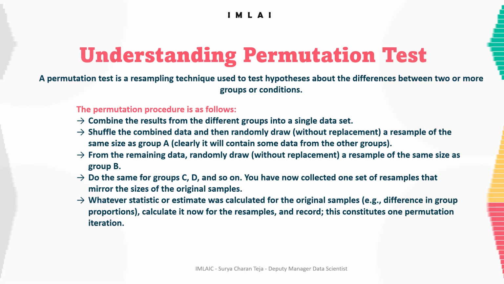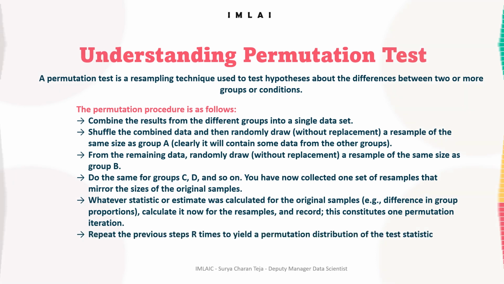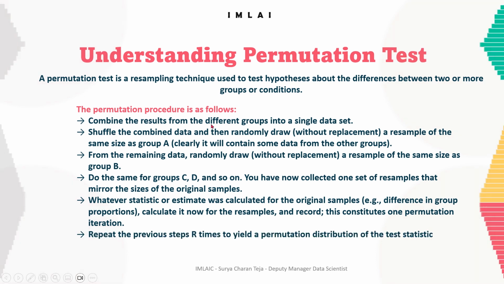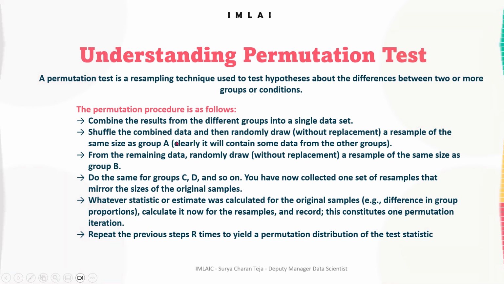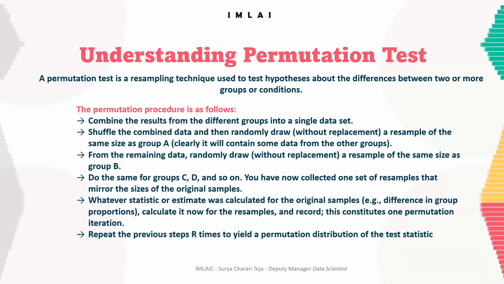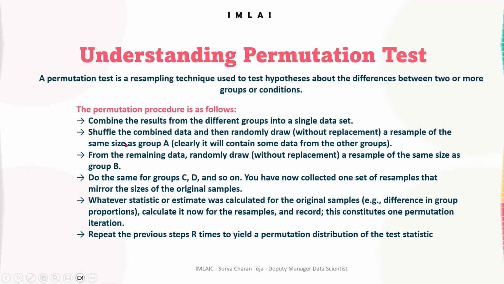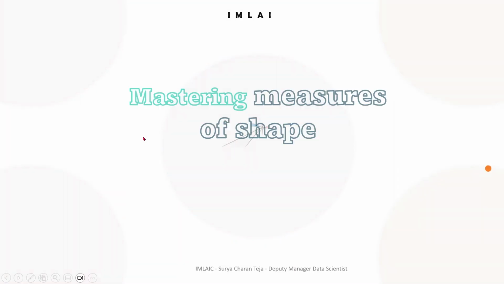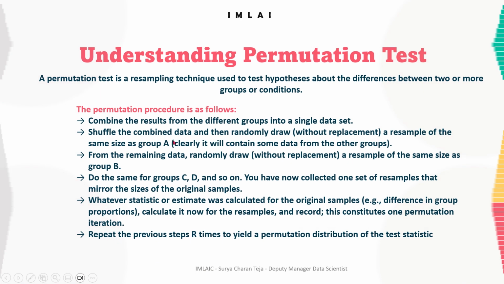Then you have to repeat all these previous steps again, repeat all these previous steps R times to yield a permutation distribution of the test statistic. You repeat all the steps: shuffle it, and then resample A and B with respect to their sizes, and then calculate whatever estimate or statistic.